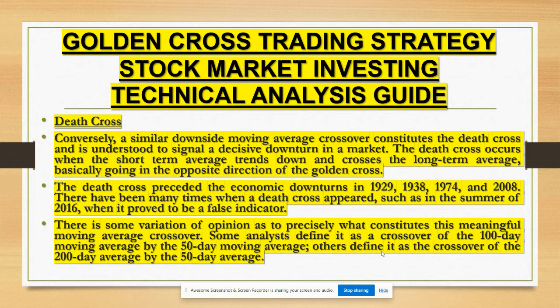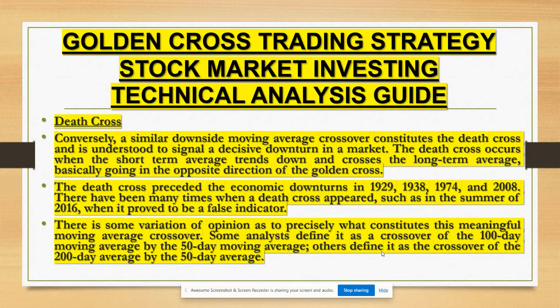Death cross is conversely a similar downside moving average crossover. Normally, a death cross gives a downtrend. It is understood to give a signal of a decisive downtrend in the market. Okay, the death cross occurs when a short-term average trends down and crosses the long-term average, basically going in the opposite direction of the golden cross. Okay, that is what we said. It is the opposite of the golden cross.